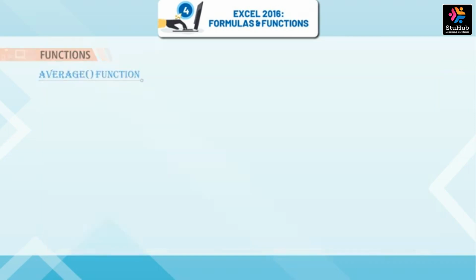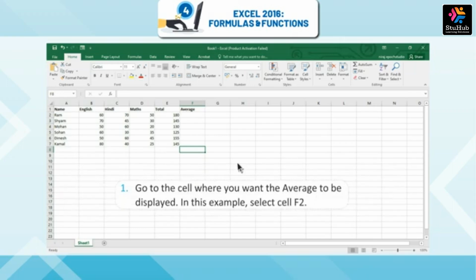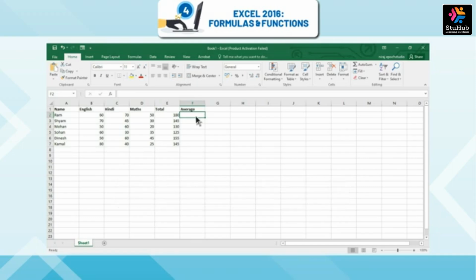Average function. The average function is used to return the arithmetic mean of specified numbers. You can use this function to calculate the average of values. The steps to find the average of values are: go to the cell where you want the average to be displayed. In this example, select cell F2.